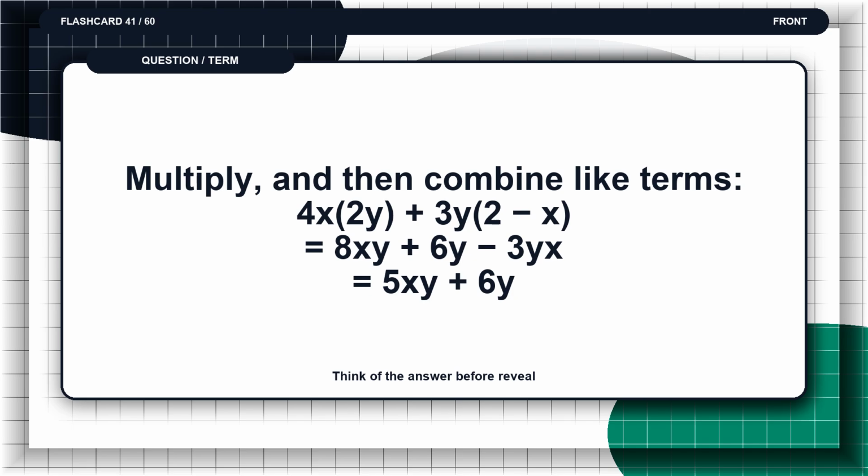Flashcard 41. Multiply and then combine like terms. 4x²y plus 3y² minus x equals 8xy plus 6y minus 3x equals 5xy plus 6y. Think of the answer before the reveal.